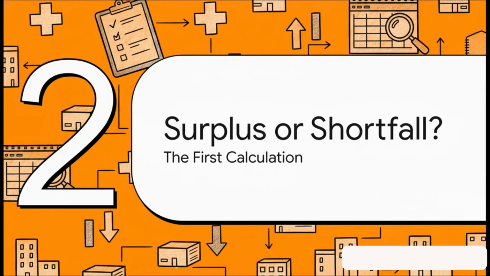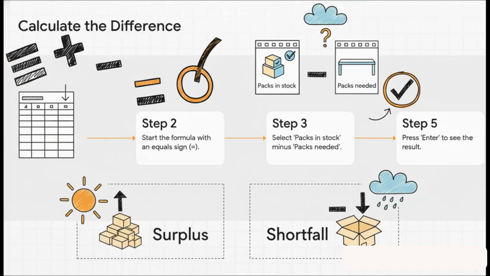All right, now that we've got our intel organized, it is time for action. We've got to answer the director's really urgent question. Do we have enough stuff for all 12 clinics, or are we about to run out of something critical? Let's figure it out. We're going to create a new column, a new field called surplus/shortfall, and then we'll use a super simple formula. All we do is tell the spreadsheet to take the number of packs in stock and then just subtract the packs needed.